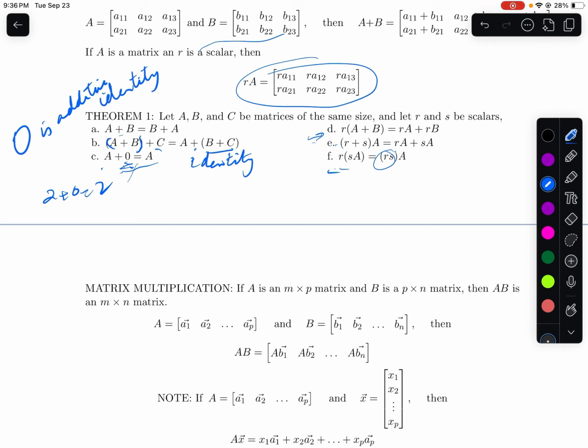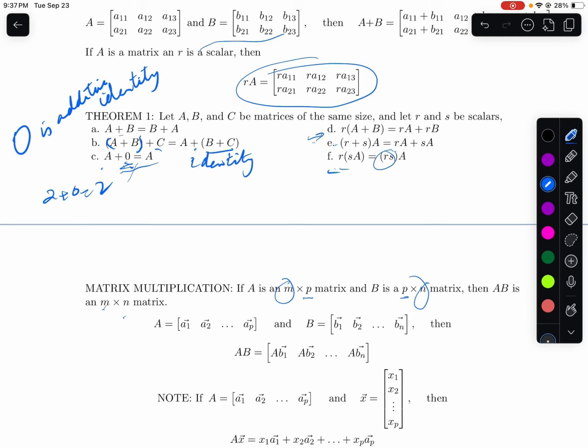So now we talk about matrix multiplication. The addition was easy, you just add the corresponding entries. What about matrix multiplication? The rule is that if A is an M by P matrix, so M rows and P columns, and B is a P by N matrix, so P rows and N columns, note here these two are the same. Then AB is an M by N matrix.